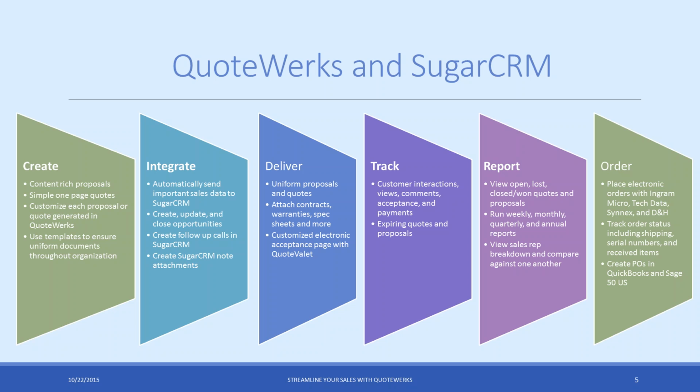And for the IT companies out there, if you are placing orders with Tech Data, Ingram Micro, Synnex, D&H, we can actually place those electronic orders directly through QuoteWerks, as well as track the order status information, so we can get the shipping information, serial numbers, and even mark the items as received. If you're using QuickBooks or Sage 50, the US edition, for your POs or just for your accounting, we do have direct integrations with them, so we can create purchase orders, or you can even create other documents inside those systems directly from QuoteWerks as well.